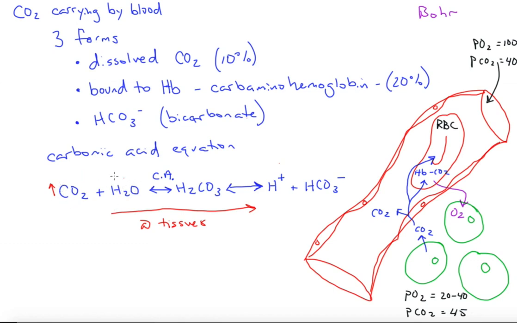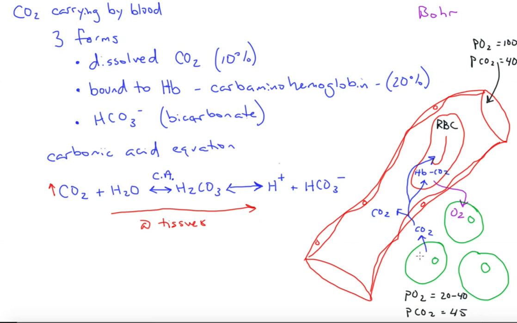There's plenty of water, right? So this is already in excess. But if we add more carbon dioxide, it becomes more likely to combine with the water and drive the reaction to the right, which is exactly what happens at the tissues, because remember, that's where the carbon dioxide is going to be highest, because that's where it's being produced.